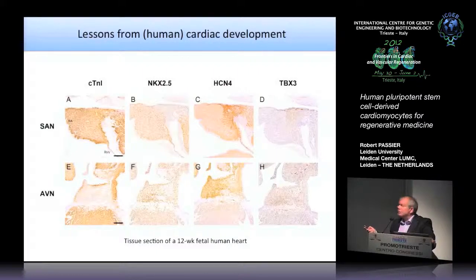And here the transcription factor TBX3. And you can see the pattern for the atrioventricular node. So with this information, we would like to change our culture system by overexpressing different transcription factors, etc., or change the signaling pathways that are important for heart development.